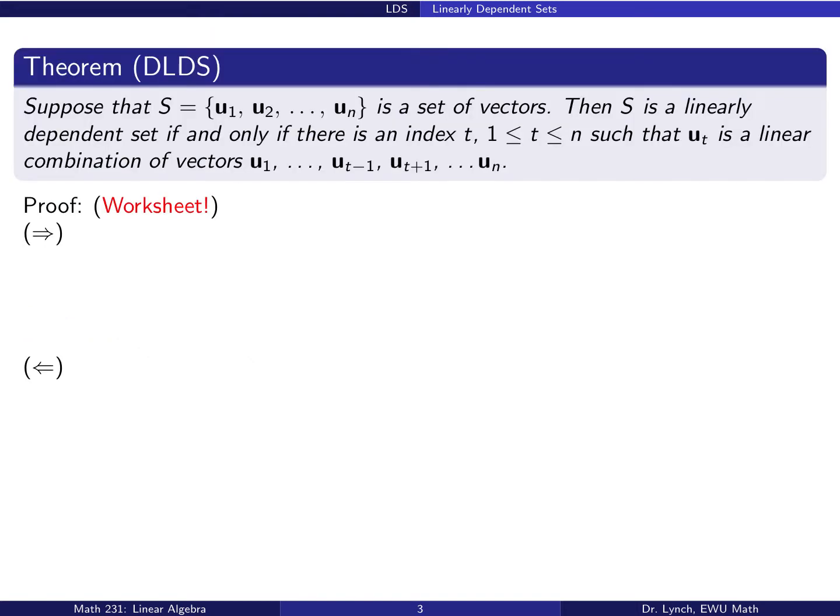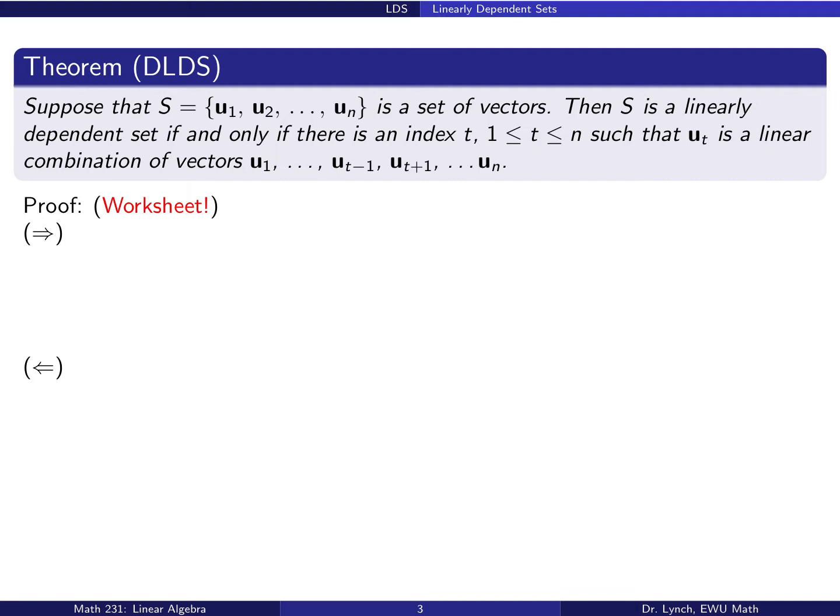So today we'll start with a theorem rather than starting with a definition. Here's the theorem. The theorem supposes that we have a set S of n vectors. Then S is linearly dependent if and only if there's some t such that u sub t is a linear combination of the other vectors.